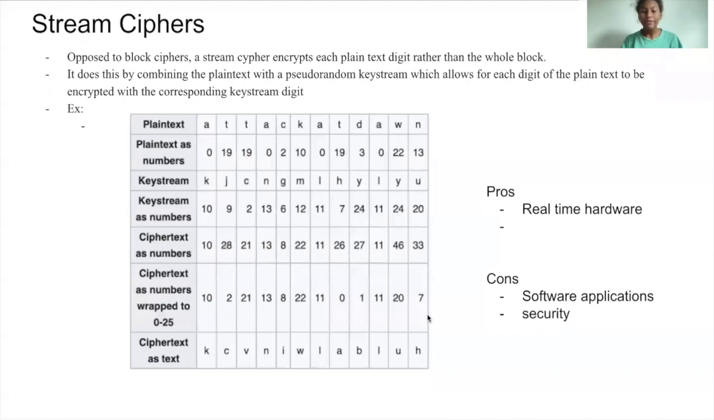So, stream ciphers. As opposed to block ciphers, a stream cipher encrypts each plain text digit rather than the whole block.